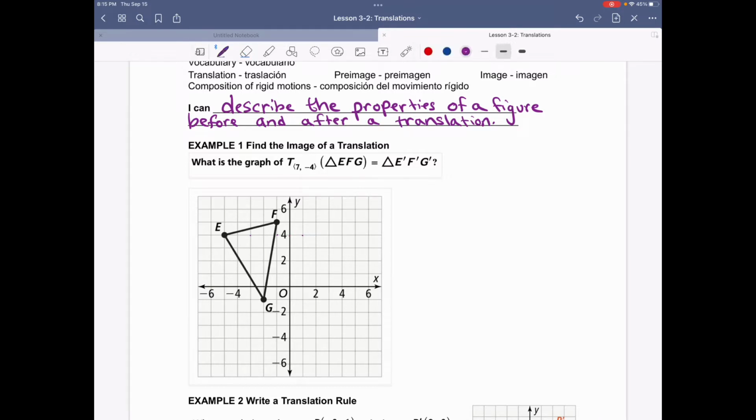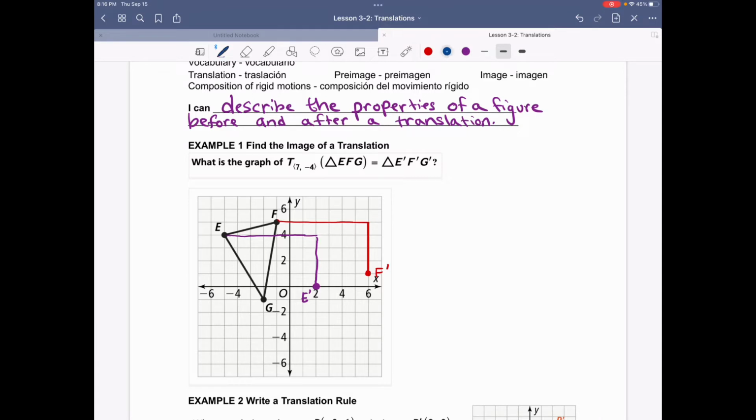So from that point, we go right 7. 1, 2, 3, 4, 5, 6, 7. And then we go down 4. And that puts us right here. And for F, we're going to do the same thing. We're going to go right 7. We're going to go down 4. That puts us right here as our F prime. And I'll go back and label the purple dot E prime.